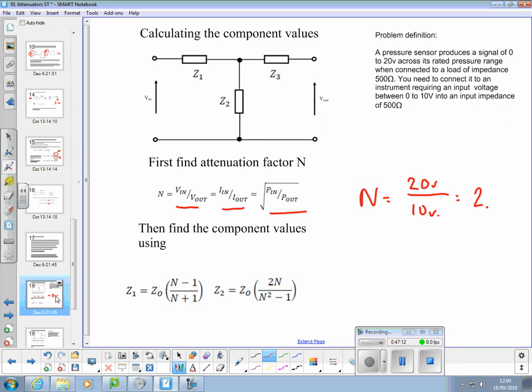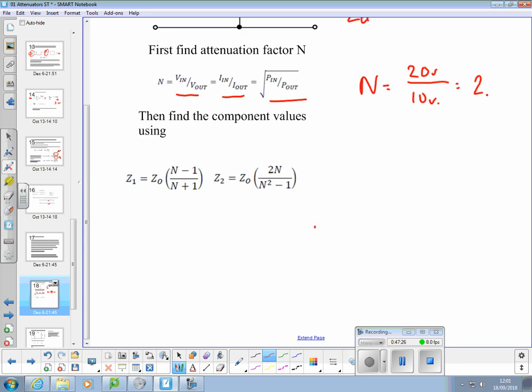We've been given our Z0, 500 ohms is Z0. So we can now use this formula down here to calculate Z1 and Z2. I'll give you time to do that now. I was thinking of some of you doing the pi type, but we'll do that after. Just calculate your values for Z1 and Z2.